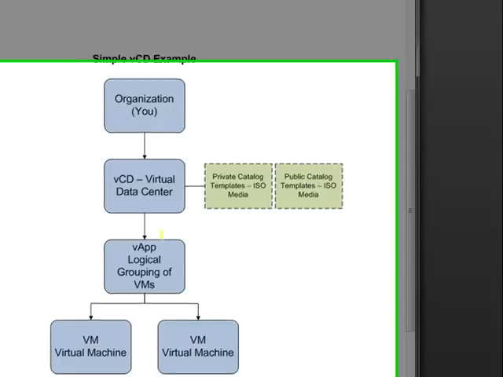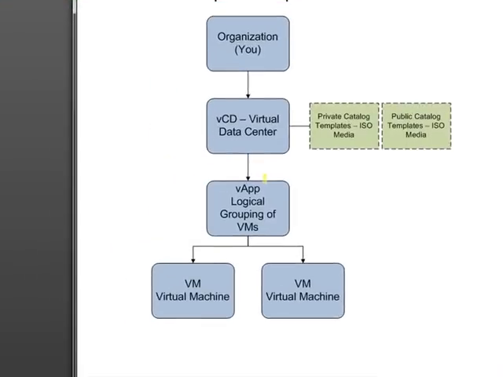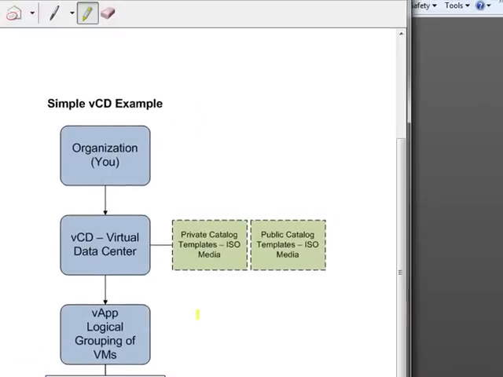Underneath the virtual data center, we have a concept called a vApp, which is a virtual application. Basically it is a logical grouping of virtual machines. Most of our customers will just have one vApp with one or many VMs running inside that. Under the vApp, you'll have virtual machines, one or many. Some of our larger customers may have multiple vApps, maybe for different departments in the company. That's what they were created for.